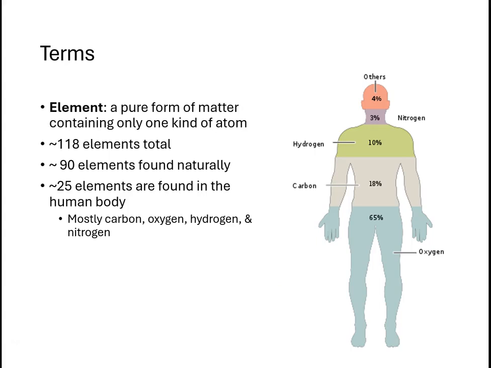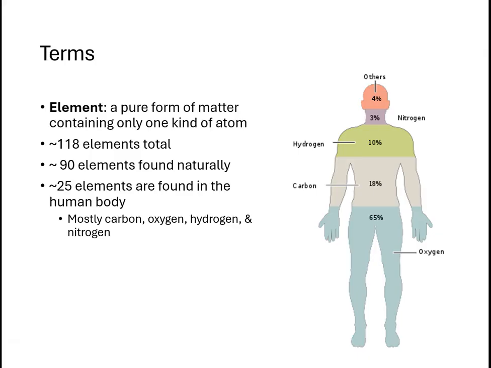An element is a pure form of matter that contains only one type of atom. So every single atom that makes up that matter has the exact same number of protons, so it's the exact same element. There are roughly 118 elements total. There are some others that can be created by humans for very brief periods of time. Again, that's very chemistry based, so we're not going to focus too much on that. About 90 of these elements are found naturally and are stable so that we can ID them. Some of these other elements are not very, very stable, so they just don't exist for very long.